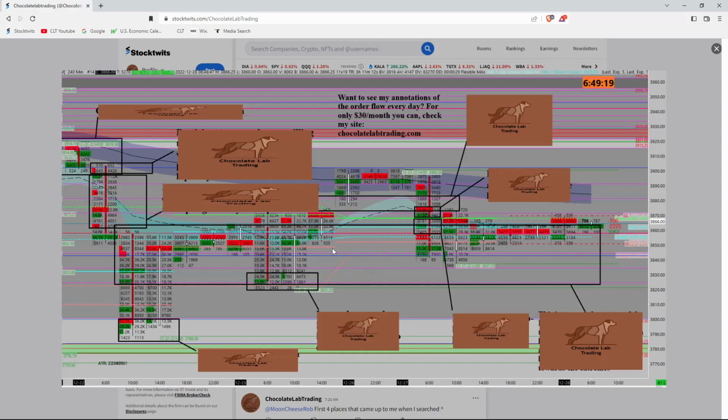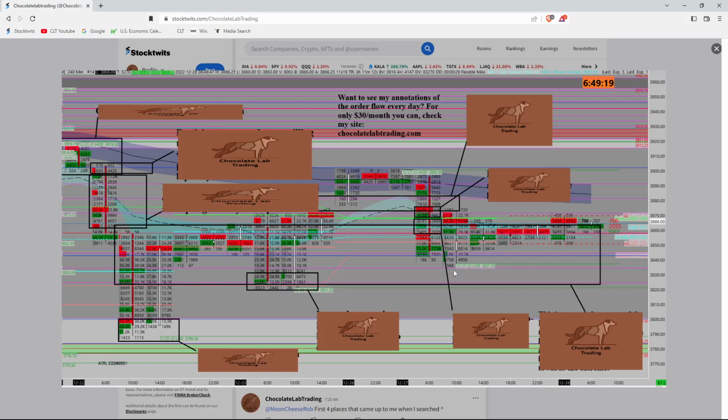This is what I send in the room. Through the Discord server, we have a daily plan tab, and I just annotate what's been going on over the past few days with a 4-hour footprint, right? If this is unfamiliar to you and you don't know what you're looking at, this is called a footprint chart.